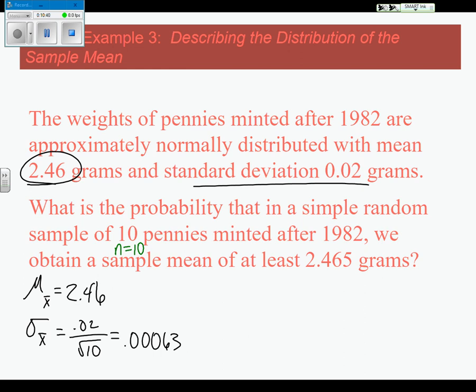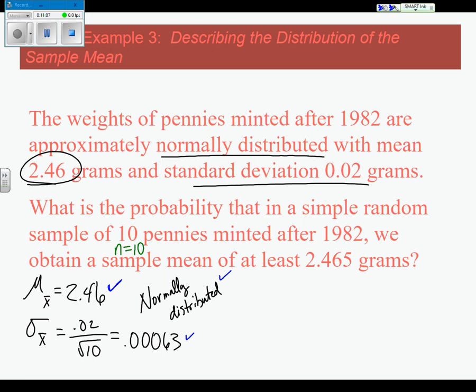And since my original was normally distributed, I can go ahead and state that this is going to be normally distributed. So in the practice problems, when it says describe the sampling distribution, these are the three things I want. I want the shape, I want the center, and I want the spread, the three S's. Okay?